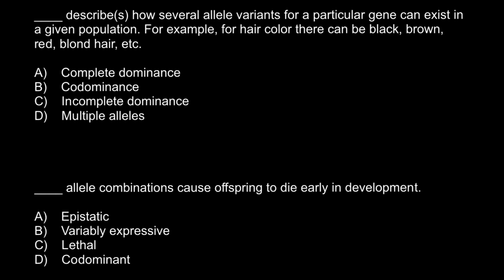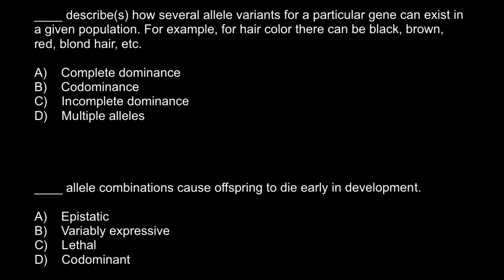And the first question is: describe how several allele variants for a particular gene can exist in a given population. For example, for hair color, there can be black, brown, red, blonde hair, and so on. So here are four answers to choose from. Answer A: complete dominance, B: codominance, C: incomplete dominance, and D: multiple alleles. So which answer to choose?